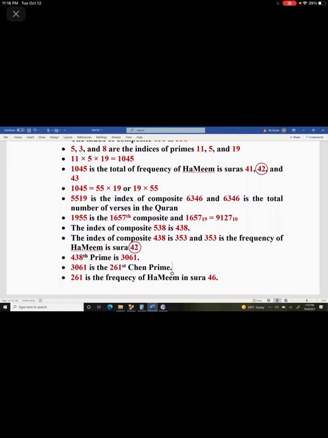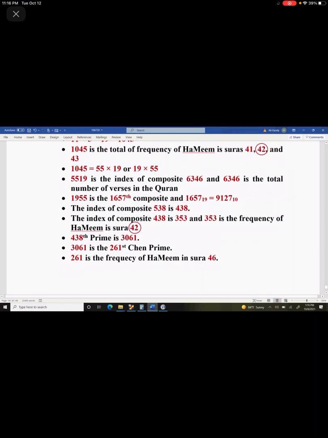Now, if I want to talk about this, it's going to take a whole day. Because now 353 is the exponent of the 19th Gaussian Mersenne prime. That's where it comes from. So, 438's prime is 3061. But 3061 happens to be a Chen prime, and its index is 261, and 261 is the frequency of Hamim in chapter 46 in the Quran, which is the last Hamim initial chapter.